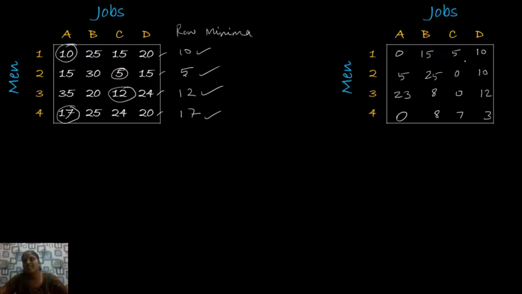So row wise, let's now check each row has at least one zero element. Here the first row has a zero element, the second row also has a zero element. Look at the third row, that also has a zero element, and the fourth row has a zero element. So the same process is carried out for column wise too. Before we make assignments, first we have to check whether each row and each column has at least one zero element. So we have completed row wise. Let's move on to column wise.